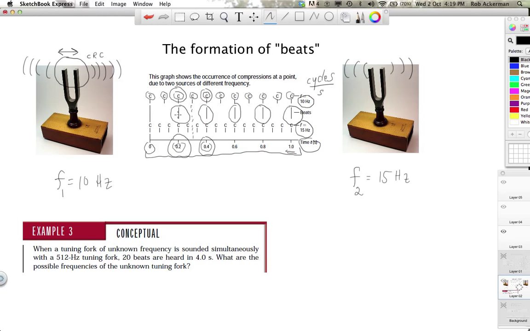imagining here. Now, count them. 1, 2, 3, 4. There are 5 overlaps. 5 overlaps every second. Now think to yourself, what would happen if the compression from one tuning fork overlapped with the compression of another? Well, they would interfere constructively. And in sound waves, that would indicate a louder sound than you are used to hearing. In other words, 5 times every second, you're going to hear something that's sort of extra loud.